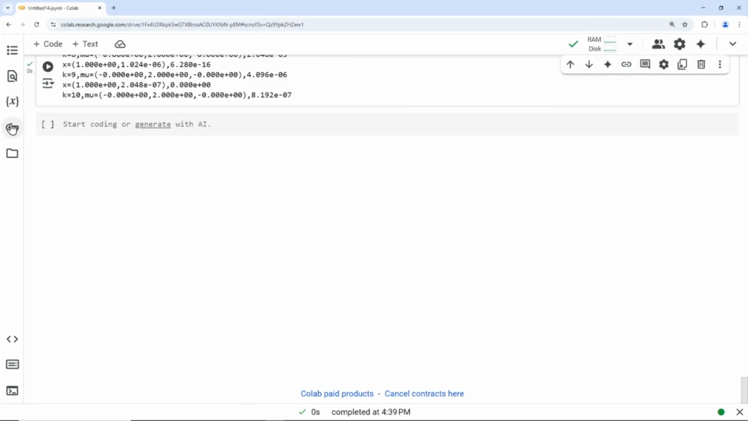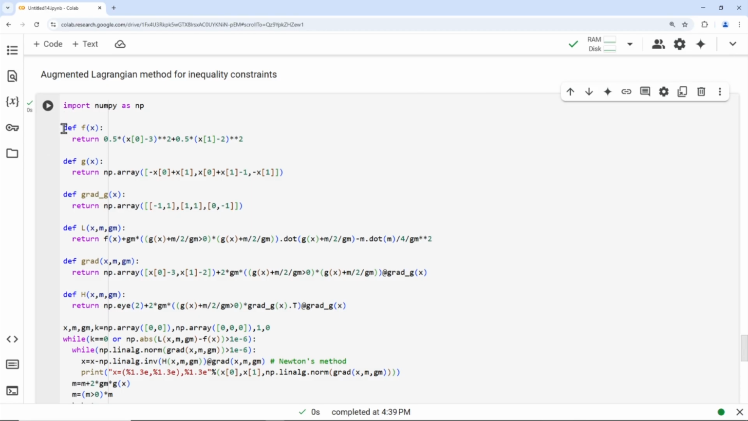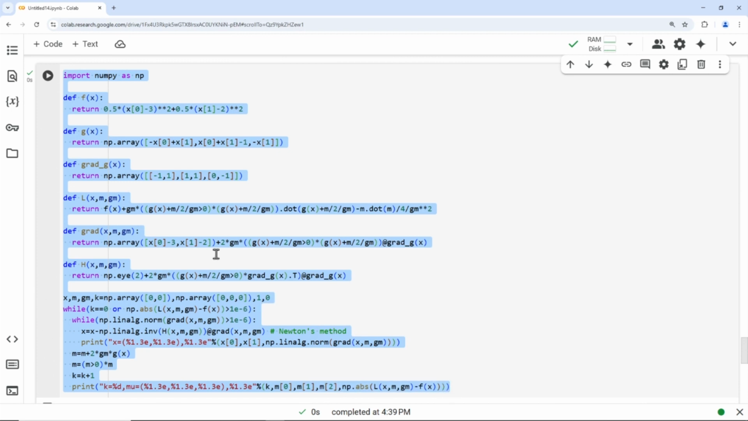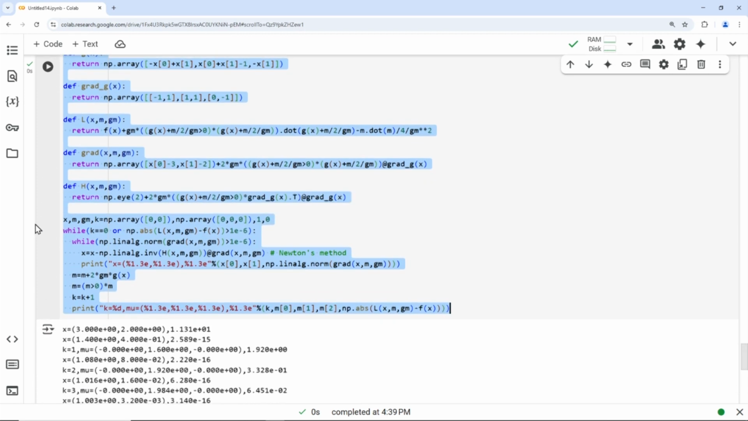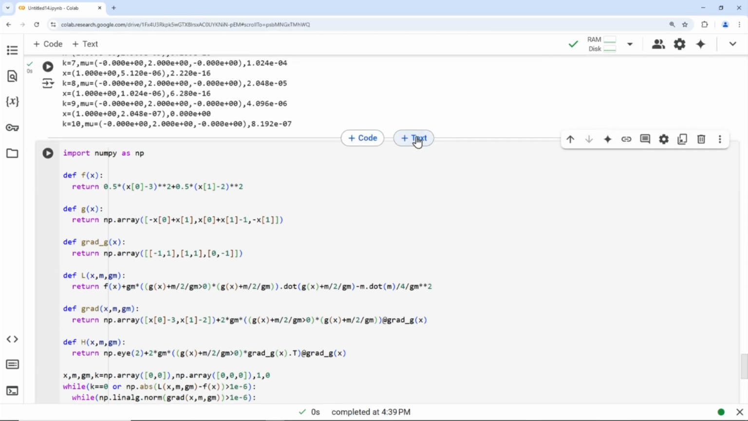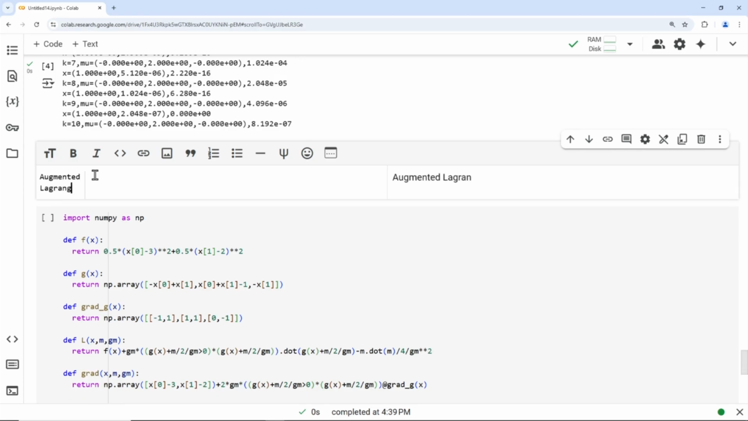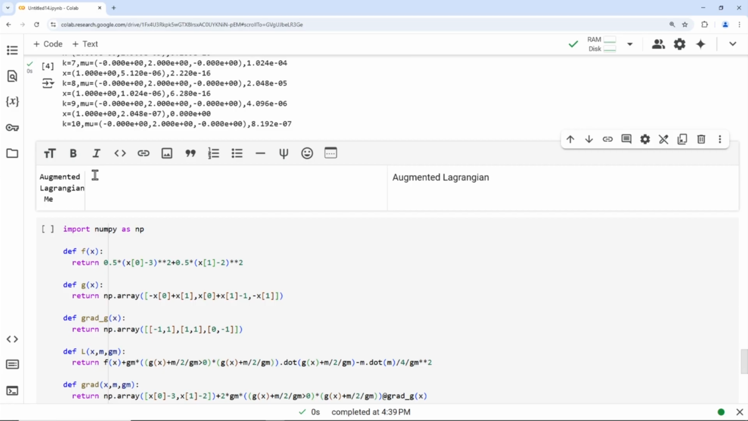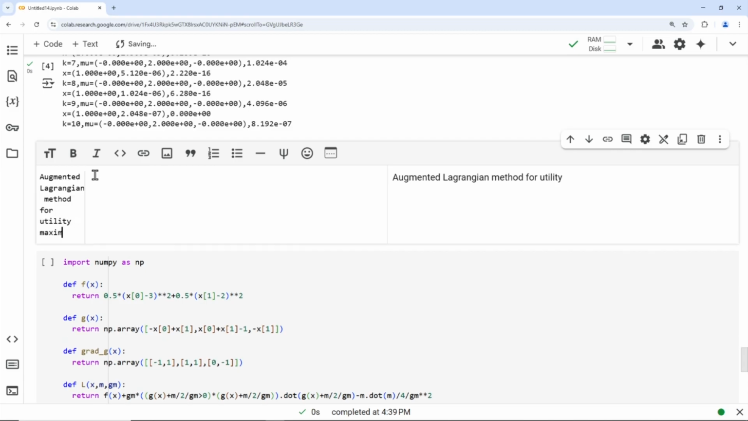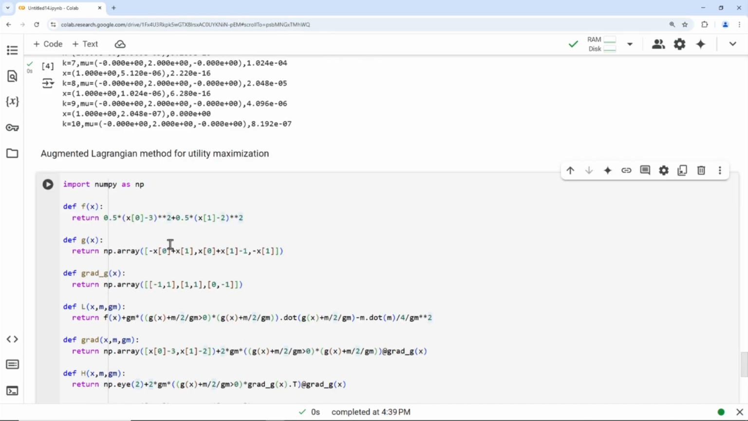Since the base structure is going to be the same, we will just copy down this code as such and then make modifications, okay. So we will write down the title as augmented Lagrangian method for utility maximization, yeah, that should be fine, okay.